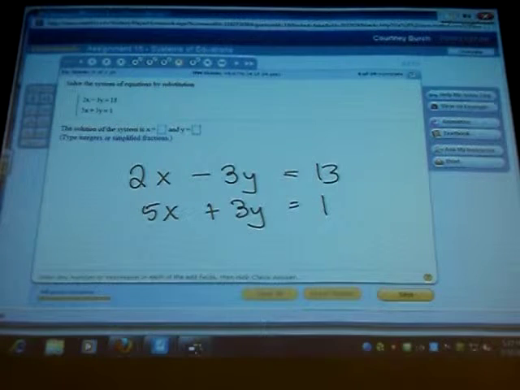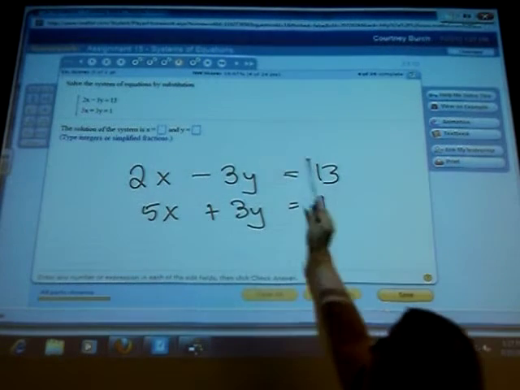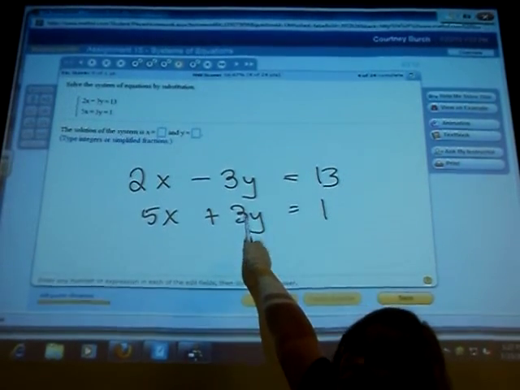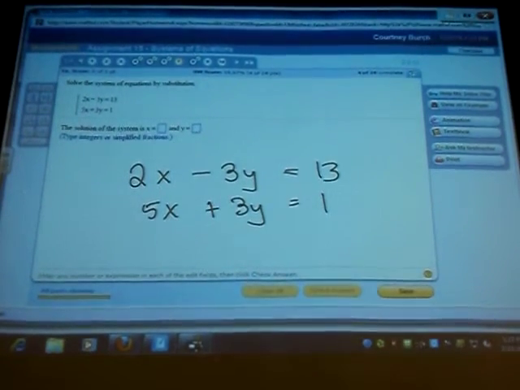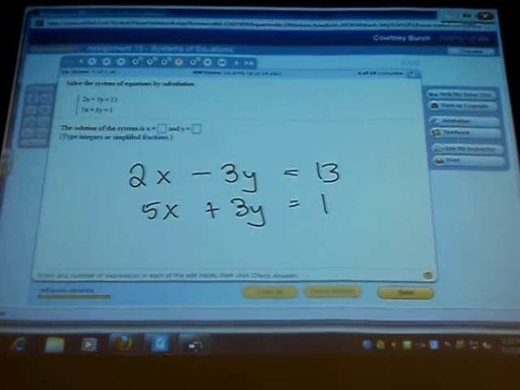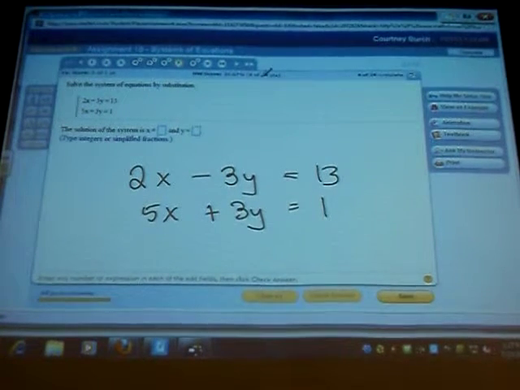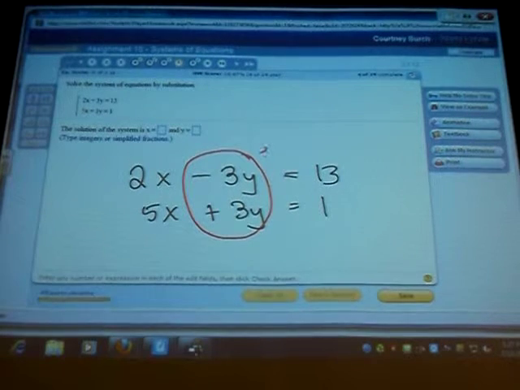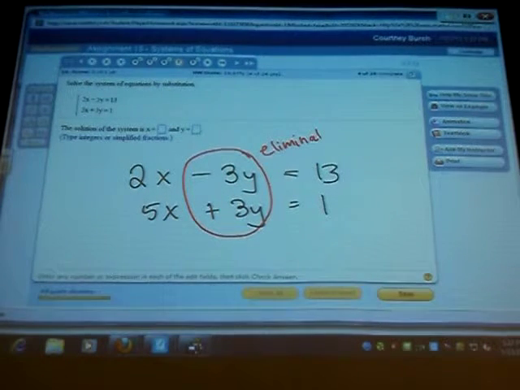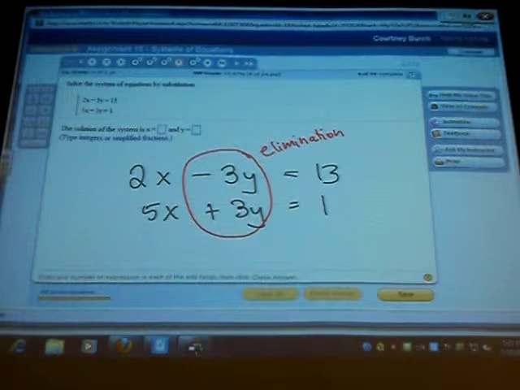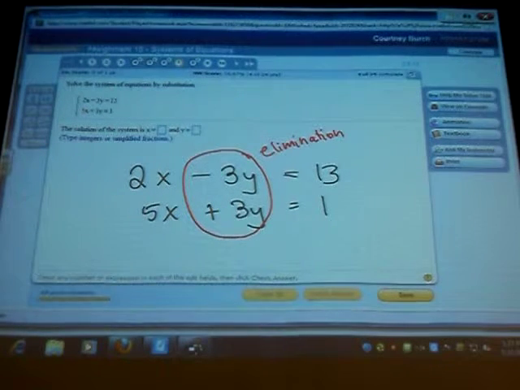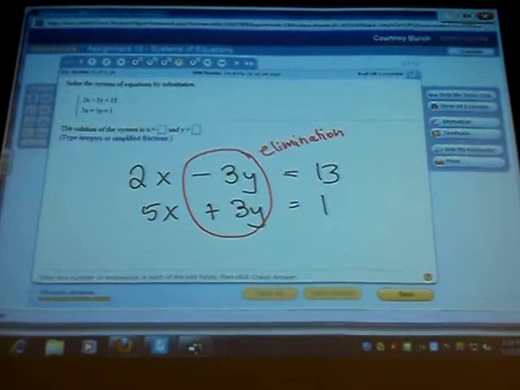Everybody say 3y. I've got a negative 3y and a plus 3y. You just add them together as is. Right. Well, negative 3y and positive 3y will cancel each other out. So I see that and I think, oh, I could just do elimination because those will just eliminate each other. Okay, now in order to do elimination, once you have stuff that'll cancel, you want to add the equations.